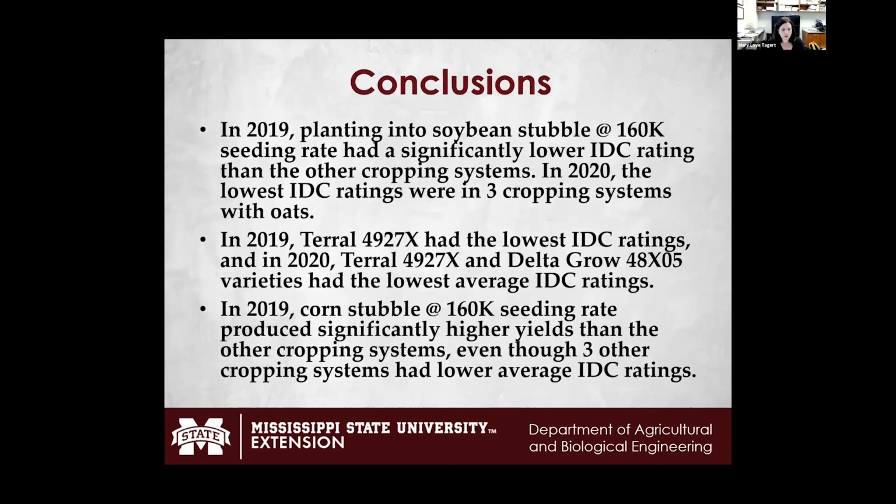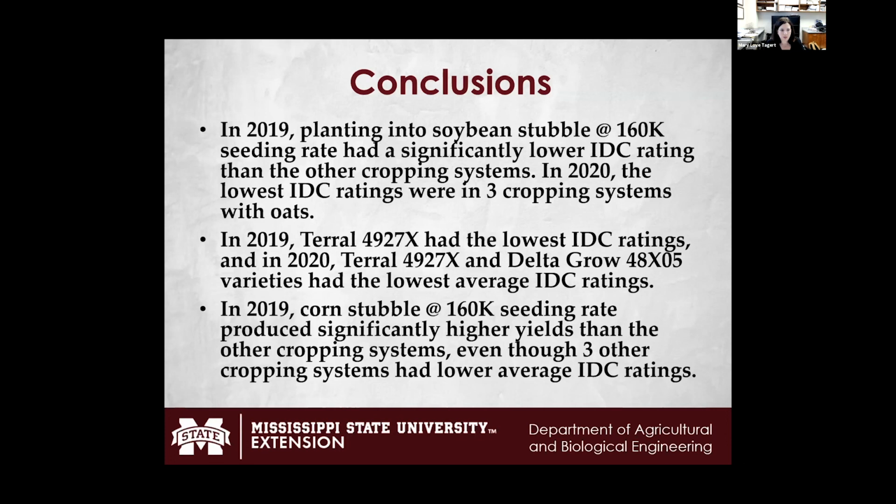So some conclusions. In 2019, as we said, planting into the soybean stubble at the 160,000 seeding rate had a significantly lower rating than the other cropping systems. And then in 2020, the lowest ratings were in our 3 cropping systems with oats. Then also in 2019, the Terrell 4927X variety had the lowest ratings. And then in 2020, the same Terrell variety and the Delta Grow 48X05 varieties had the lowest average iron deficiency chlorosis ratings.